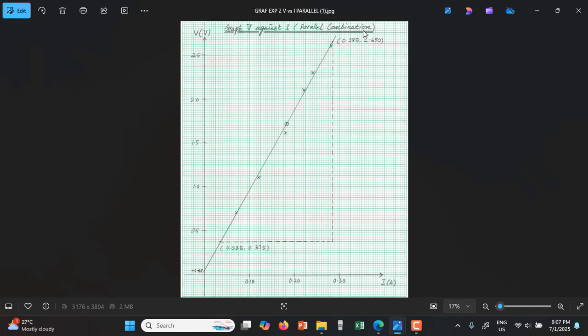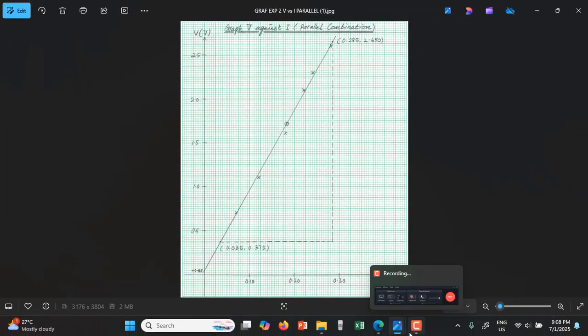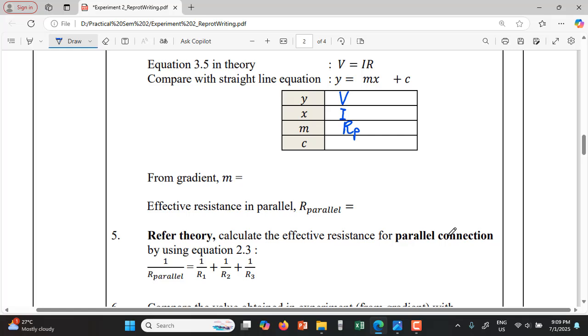So make sure anda ada title of the graph, labelkan axis dengan unit sekali. So plotkan semua titik dengan betul, termasuk centroid. Sila bulatkan centroid, lukiskan baseline, and then lukiskan segitiga untuk kiraan gradient. So gradient kita adalah setara dengan nilai resistance in parallel. So the effective resistance in parallel adalah sama dengan nilai gradient lah.